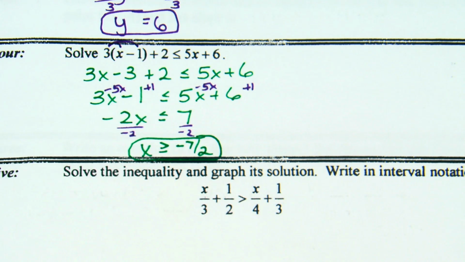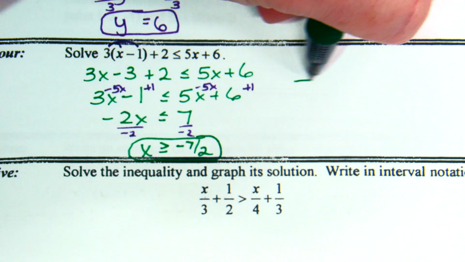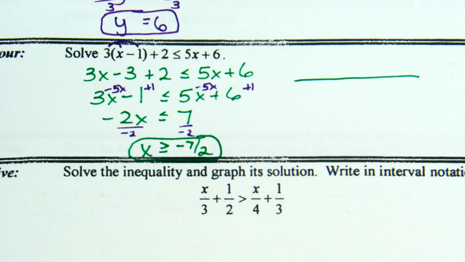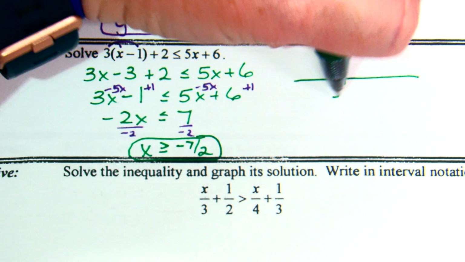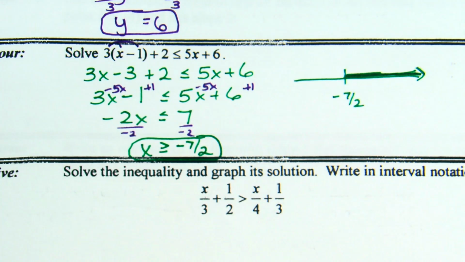Now, for the visual of the graph, what does x greater than or equal to negative 7 halves mean? You're going to shade where? To the right of negative 7 halves. And what goes at negative 7 halves? A bracket. Because remember, a bracket is equivalent to a filled-in closed circle. I taught this earlier this week.